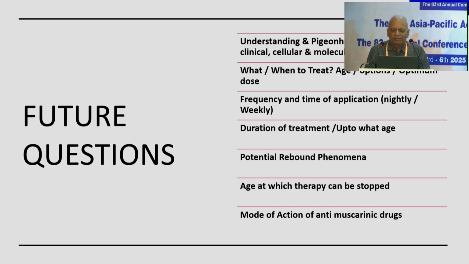Now, the future questions: understanding and pigeonholing pre-myopia at clinical, cellular, and molecular level. What, when to treat, age, options, optimum dose, frequency and time of application, nightly, weekly, duration of treatment, up to what age, potential rebound phenomena, age at which therapy can be stopped, mode of action, and anti-muscarinic drugs.